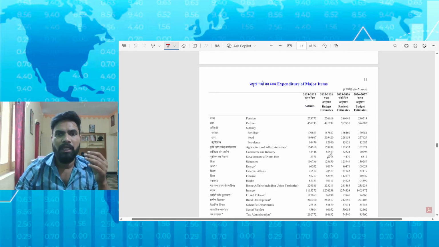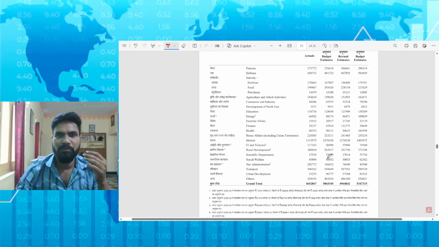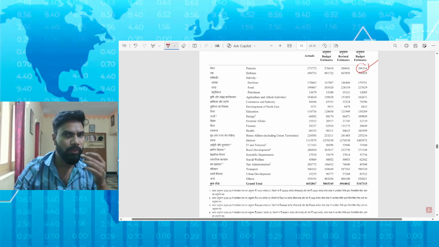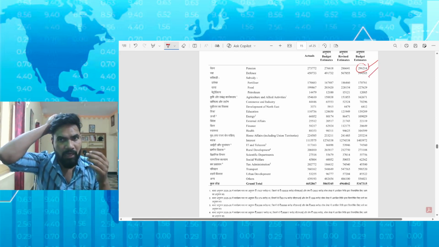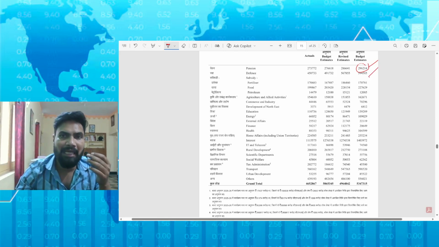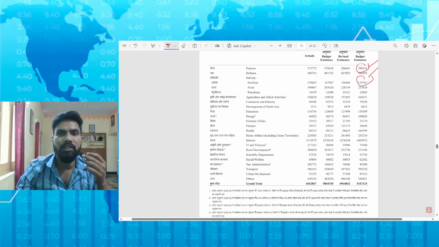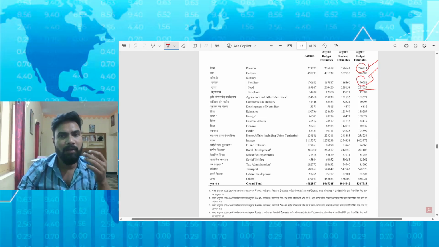Okay. Then expenditure towards major items. Okay, we will see. Pension, 2 lakh 96,000 crore rupees, roughly 3 lakh crore rupees going towards pension payments. Then defense 5 lakh 94,000 crore rupees, roughly 6 lakh crore rupees. Fertilizer subsidy 1 lakh 70,000 crore rupees, means 1.7 lakh crore rupees. Food subsidy 2.2 lakh crore rupees, okay, 2 lakh 27,000 crore rupees. Petroleum subsidy 12,000 crore rupees.